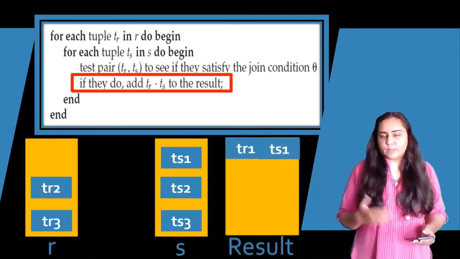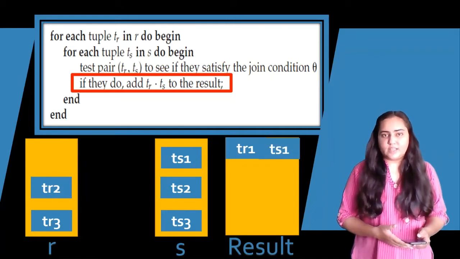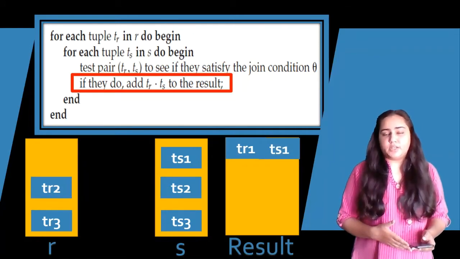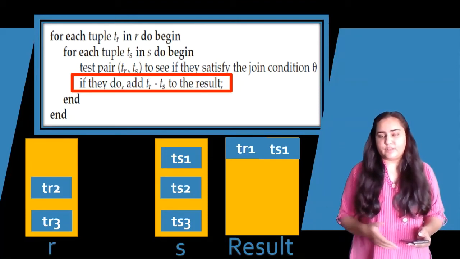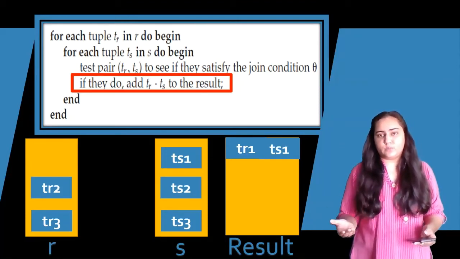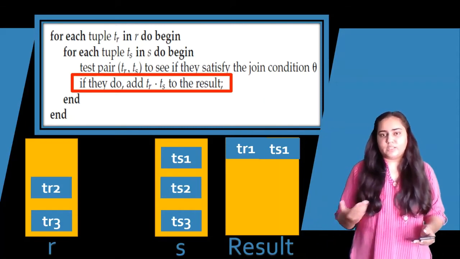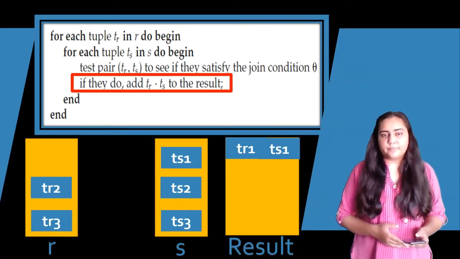because it is matching, because that's what my next line says. It says that if they do match, then you add the TR-TS pair into the result. And that's what I've done. I've added TR1 and TS1 into the result.